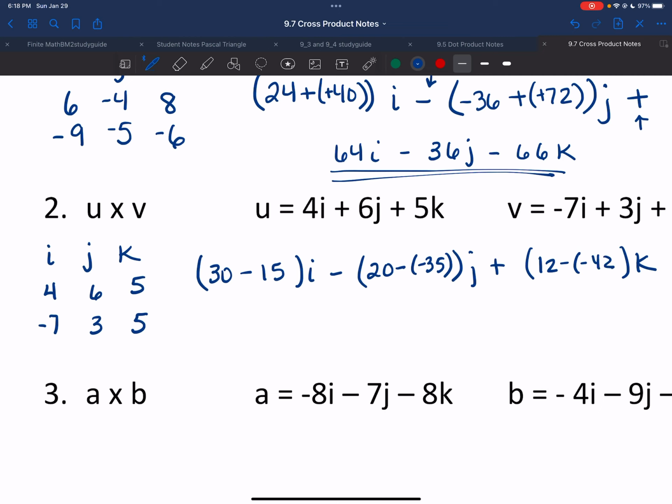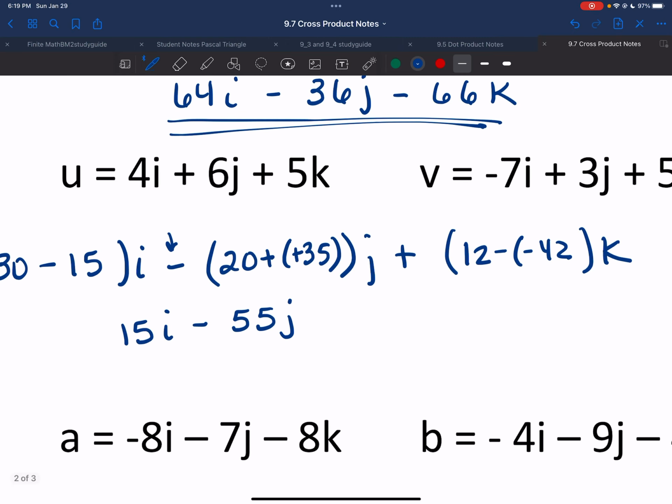Okay, so 30 minus 15 is going to give me 15i. 20 minus 35 is the same as adding 35, so 20 plus 35 is 55, and remember I have a minus here, so minus 55j. And then 12 minus 42, that one is the same as adding 42, so that's going to be 54, and that's a plus right here, so plus 54k. So that's my answer: 15i minus 55j plus 54k.